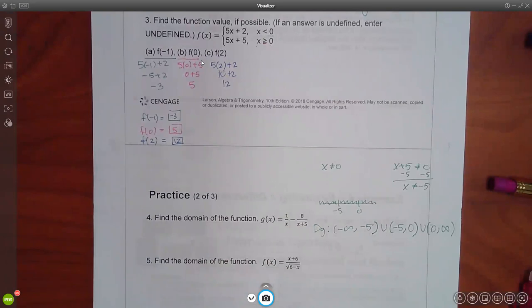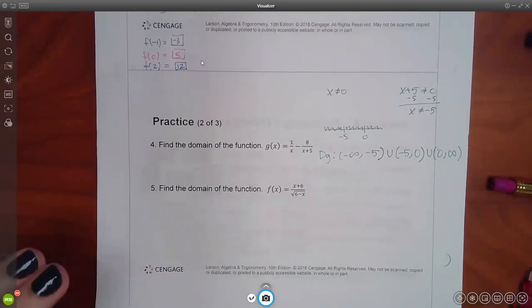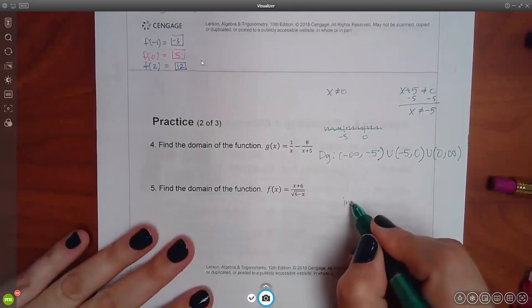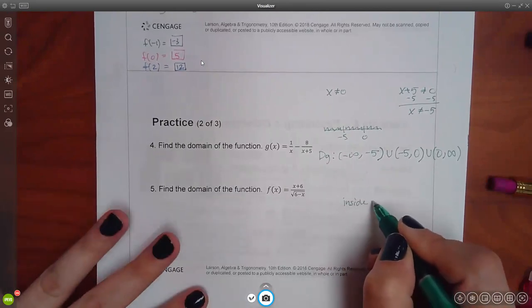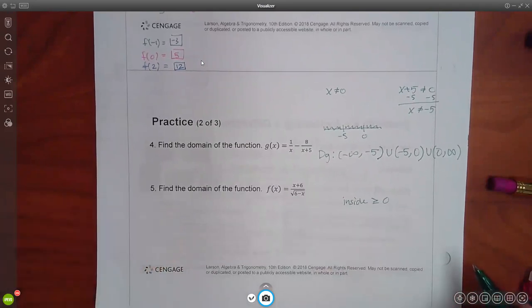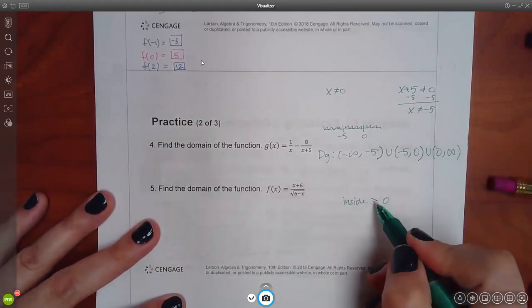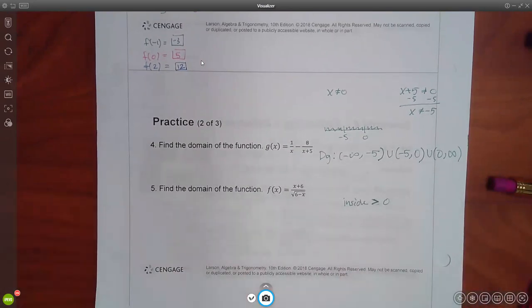And I knew they were going to do it. I'm glad I mentioned it. This number 5 is exactly what I was talking about. Normally, you take the inside of the radical and you set it greater than or equal to 0. But does that make sense for me in this problem? My radical is at the bottom, right? So can it actually equal 0? No. So I cannot have the bar there. So it's just strictly greater, and that's it.